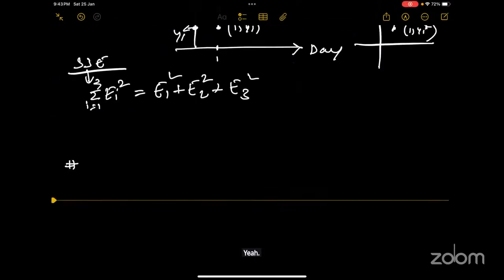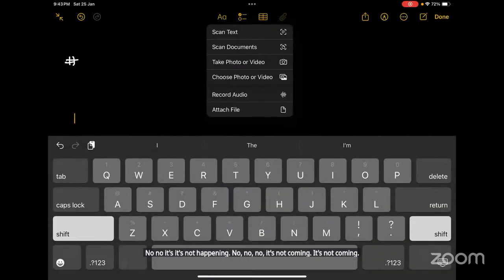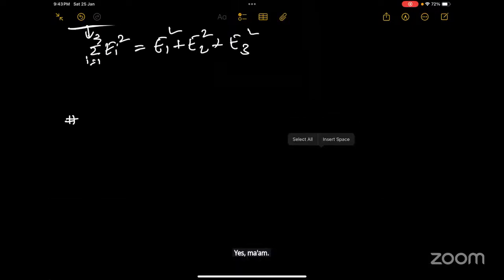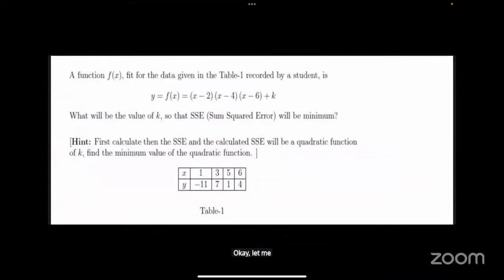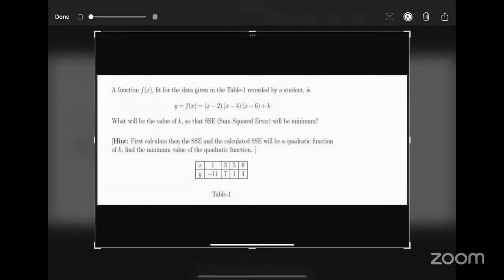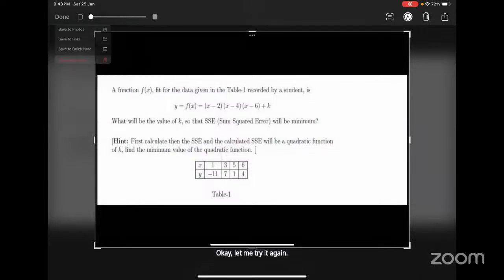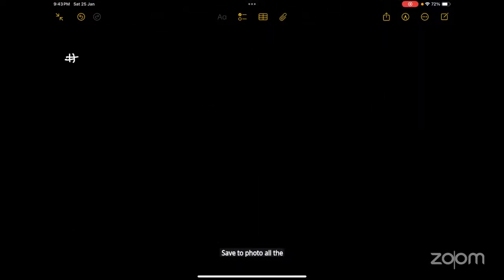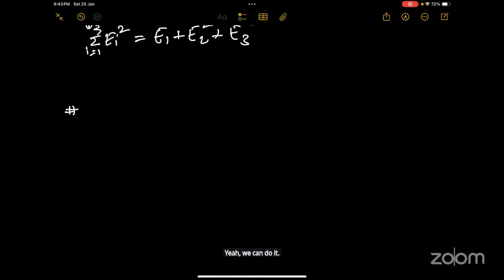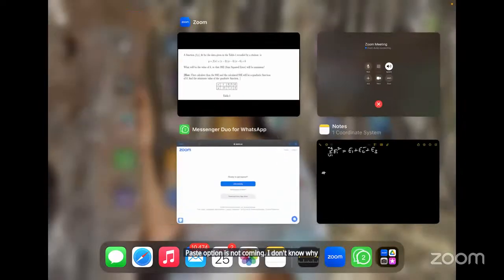Hold it with one finger only. No, the paste option is not coming. Okay, let me try it again. Ma'am, can I suggest one thing? Save to photos also. No, paste option is not coming. I don't know why. Let me save to photos.